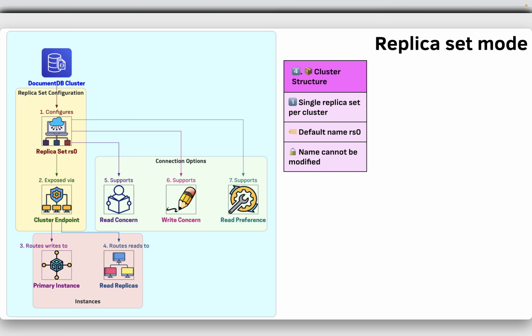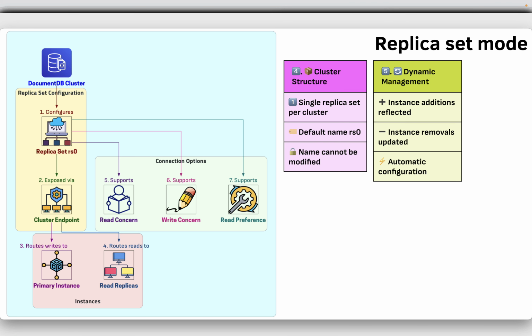Each Amazon DocumentDB cluster is structured as a single replica set with a fixed name, rs0, which is set as the default and cannot be modified. The replica set configuration dynamically manages cluster membership, automatically reflecting any instances that are added to or removed from the Amazon DocumentDB cluster, ensuring seamless scaling and maintenance.